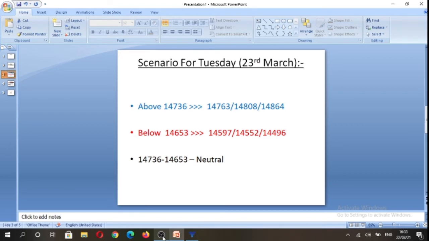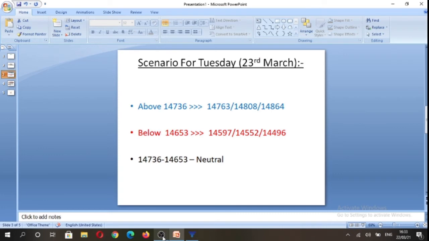And on the flip side, below 14,653, we can trade towards 14,597 levels, and below 14,597 levels, we would have an inside candle of the daily time frame breaking to the downside, with 14,496 levels potentially open up. And the neutral price range for tomorrow is going to be 14,736 to 14,653 levels.